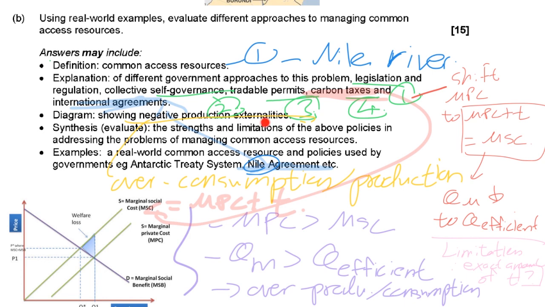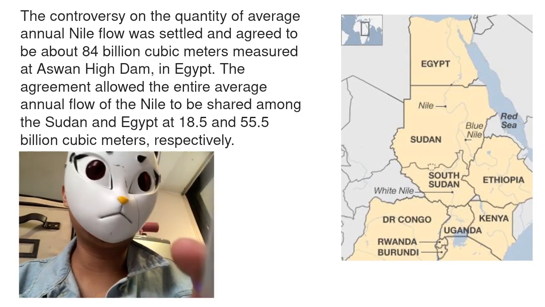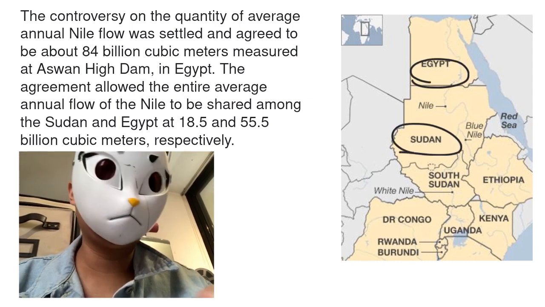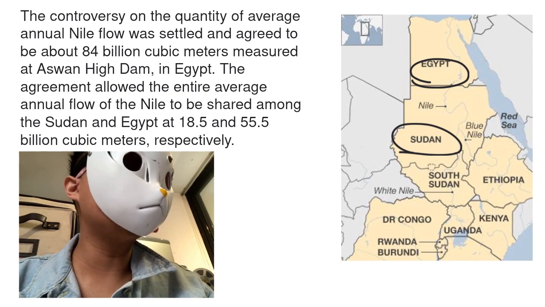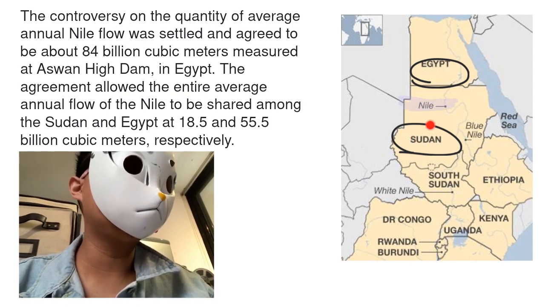Last but not the least, you have to give some real world examples. As I said before, I would like to use the Nile Agreement, an international agreement, to show you what the Nile Agreements are and how international agreements can deal with it. Now you can see the Nile, between two countries, Sudan and Egypt. I would like to highlight this one. This is the Nile.